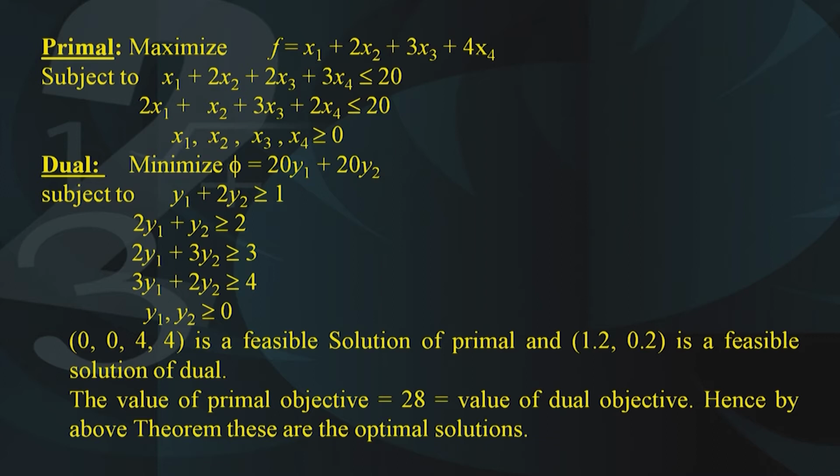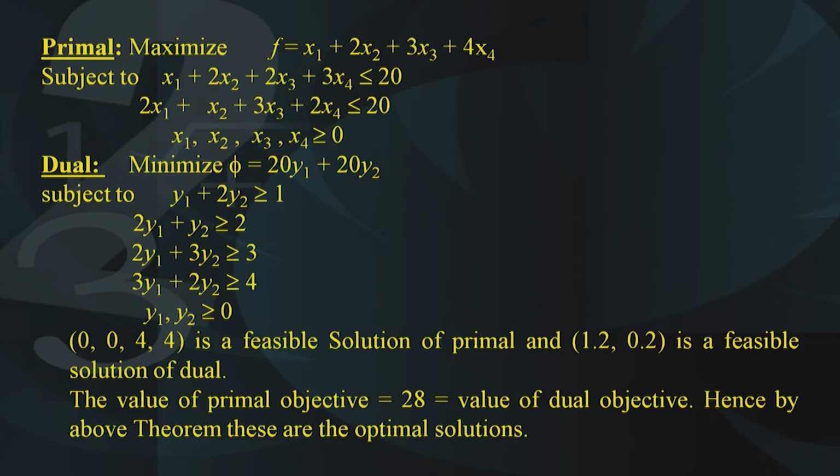Now, you will observe that this is a symmetric form of the primal and the dual, because there are no equality constraints in either the primal or the dual, and also there are no unrestricted variables either in the primal or in the dual. Now, if we solve the primal and the dual, we get the following feasible solutions.